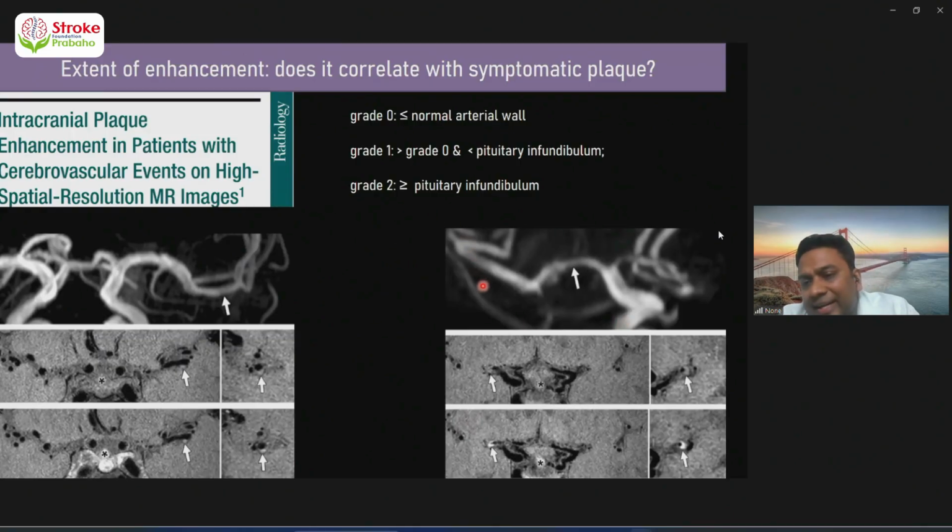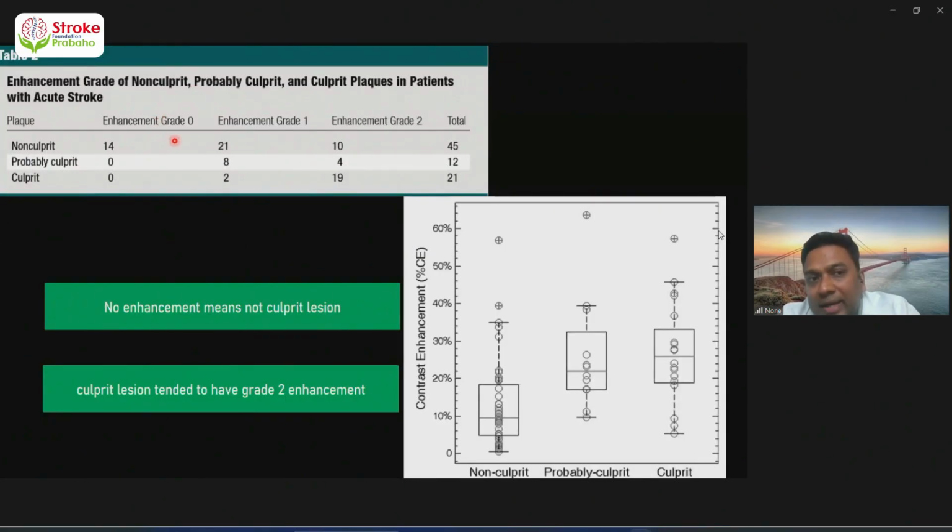Now, looking at the grade of enhancement, we always compare it with the pituitary stalk. If the grade of enhancement is that of the pituitary stalk, it is a grade 2 enhancement. If it is not there, then it's a grade 0, and anything in between is called a grade 1 enhancement. And depending upon the enhancement grade, if there is no enhancement at all, it is considered to be a non-culprit lesion. It is unlikely that it has caused a stroke.